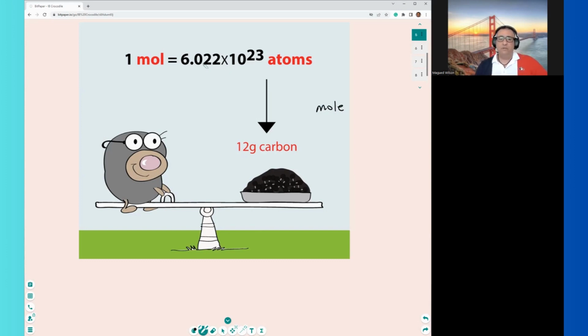When I say elementary particles, they could be atoms, molecules, or ions. It depends on the chemical element or the chemical compound that we are looking at. So this is the amount of substance in moles.